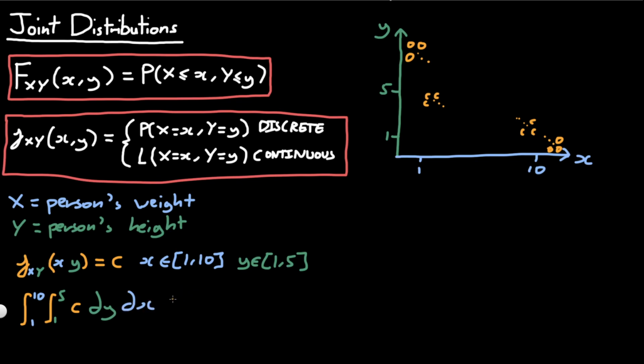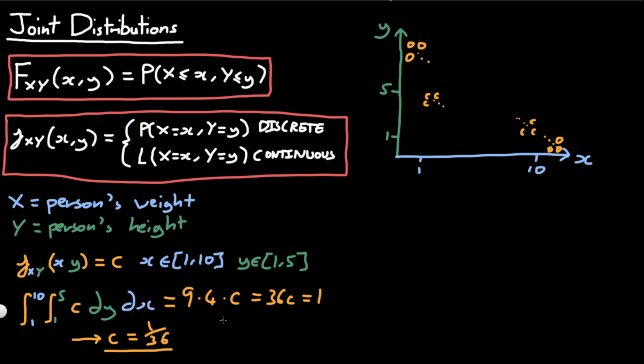And again, because this ends up being essentially a volume, the volume of a cuboid, it will be 9 times 4 times c, which is 36c. And again, we know that this value, which is the total probability over all possibilities, should be equal to 1. And so looking at this, we can rearrange it to finally get our value of c, which would be 1 over 36.